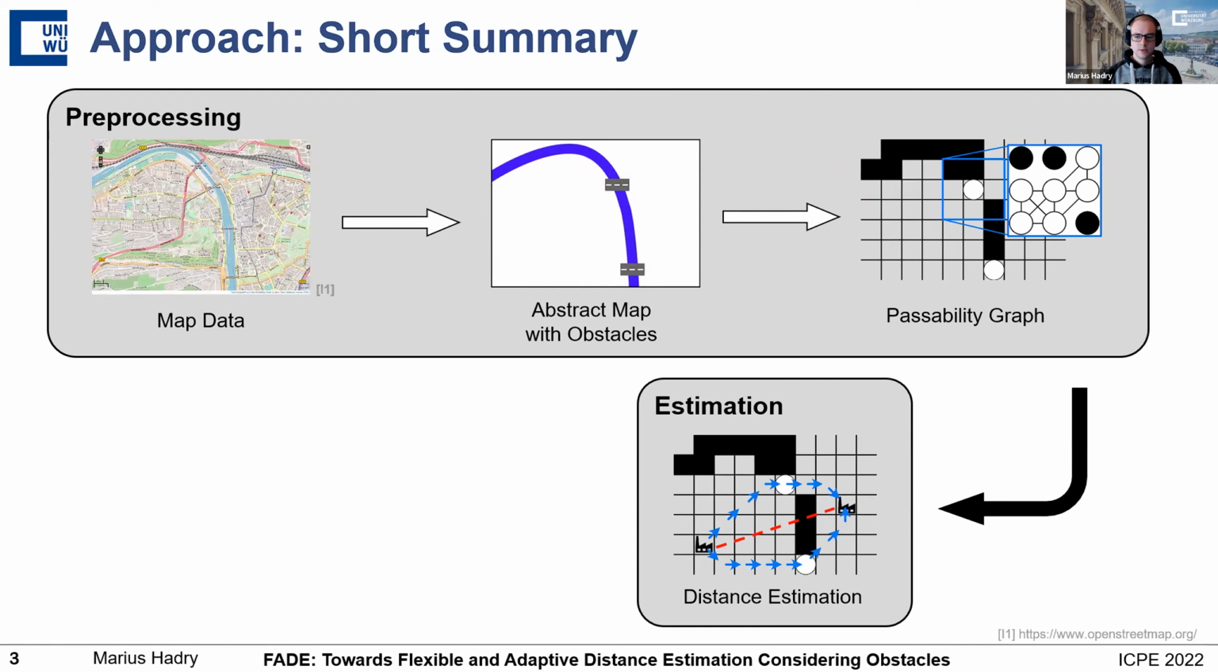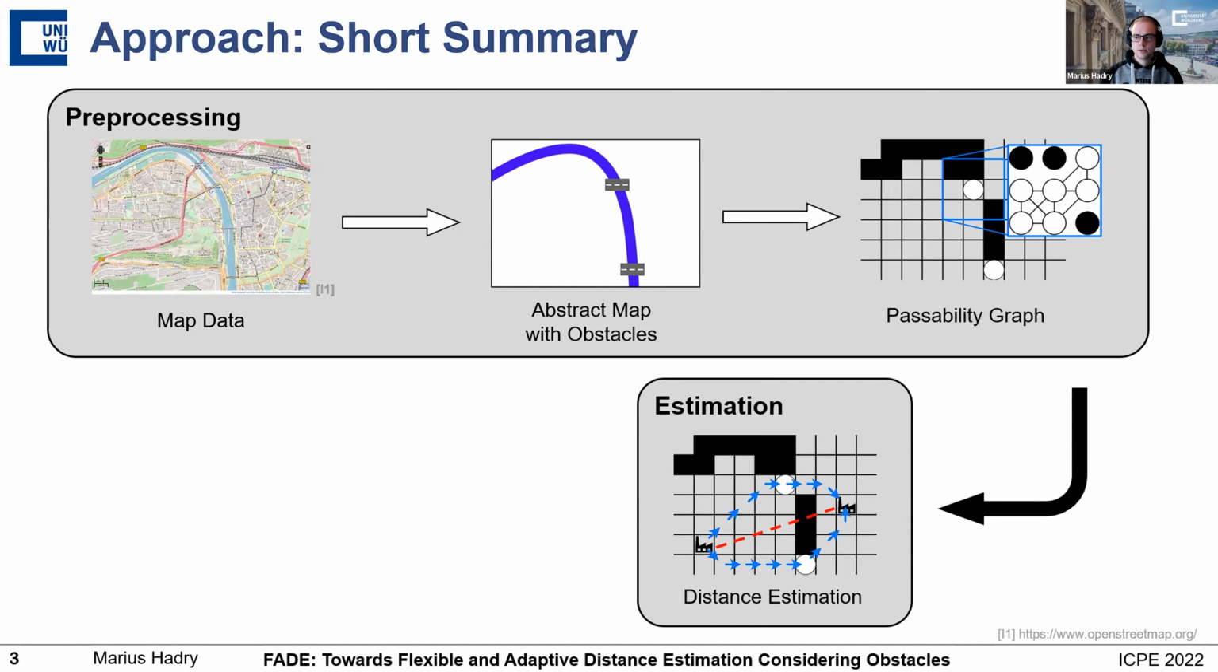To create this passability graph, we applied a grid to the abstract map and analyzed each individual field within this grid for the passability property. So in case there is a chunk of the river within a field, we marked it as obstacle. And if there was a bridge or no river, we marked it as passable.